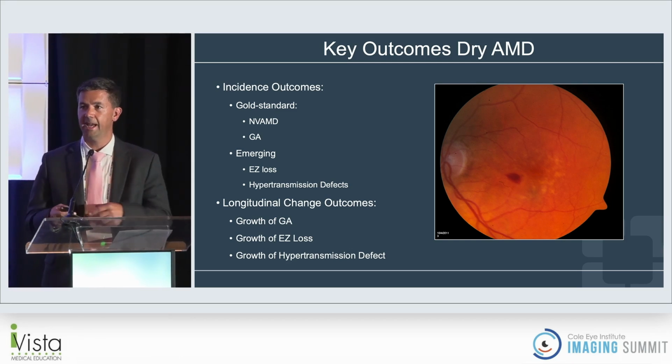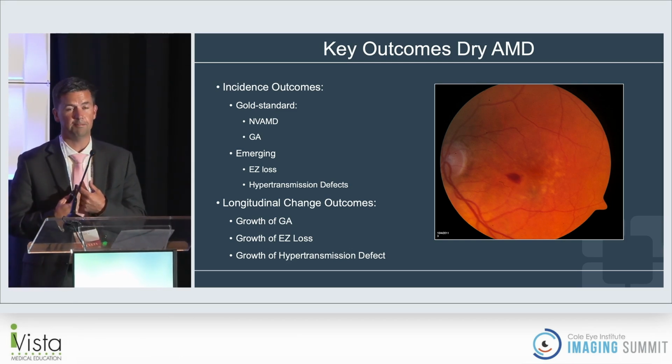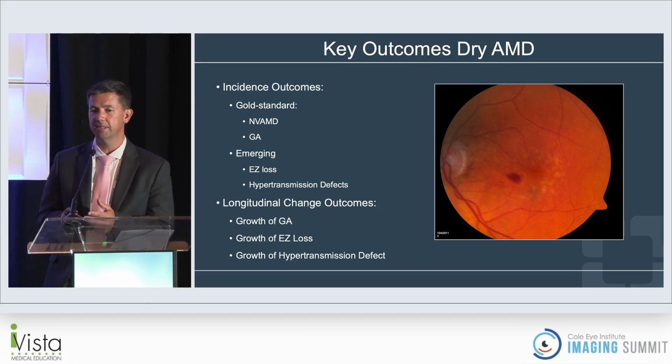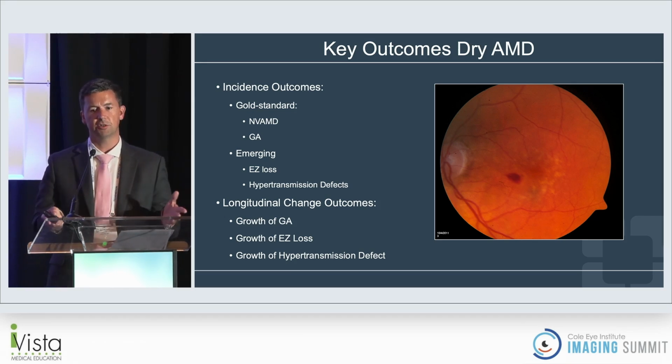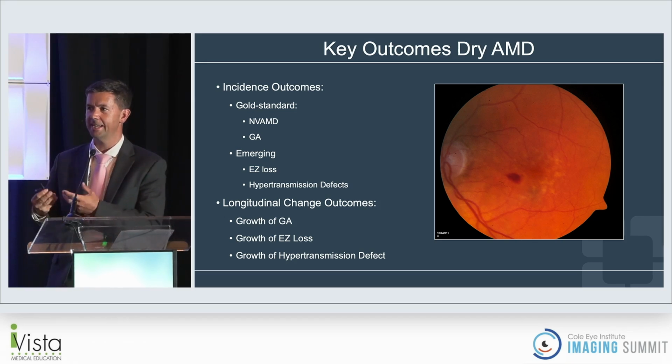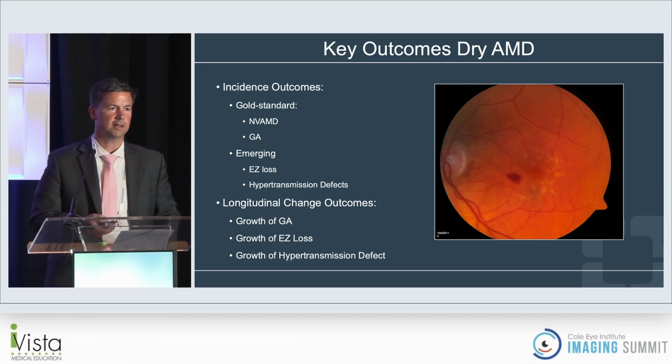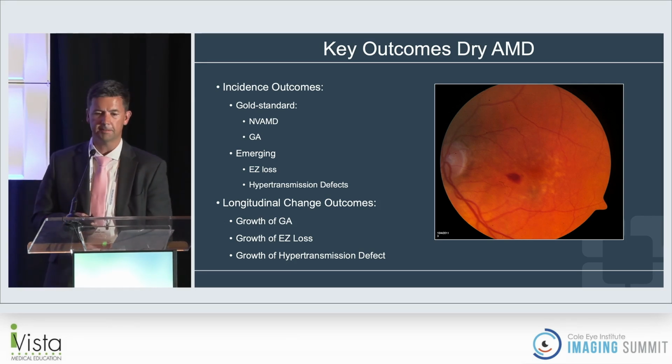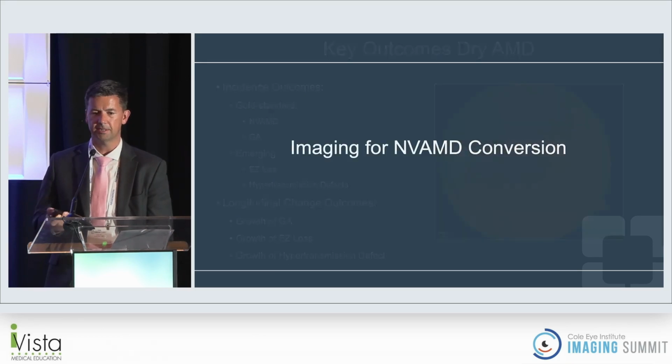The other question that we have, particularly in my hands when I'm deciding whether or not to treat somebody, is, are they changing longitudinally over time? So it's not just did it happen, but is it getting worse? And that includes growth of GA, expansion of ellipsoid loss, or growth of hypertransmission defects.